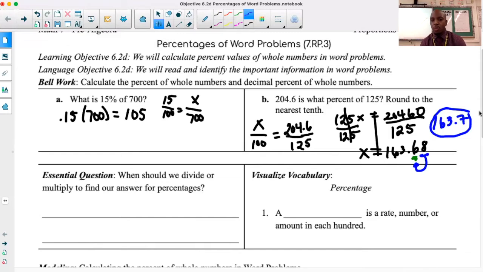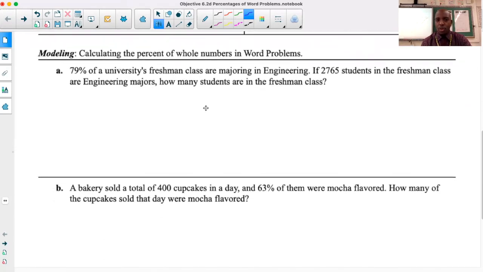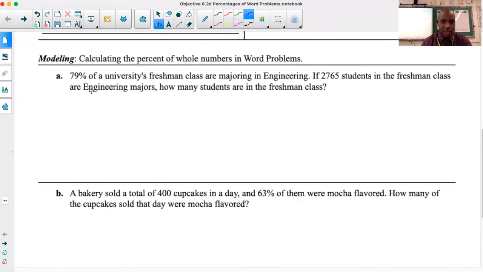Because as we start word problems, you have to be able to identify what's important. What's the significant information? What's standing out to us? So let's start off by looking straight at the modeling. It starts off by asking us to calculate the percent of whole numbers and word problems. 79% of a university's freshman class are majoring in engineering. If 2,765 students in the freshman class are engineering majors, how many students are in the freshman class?